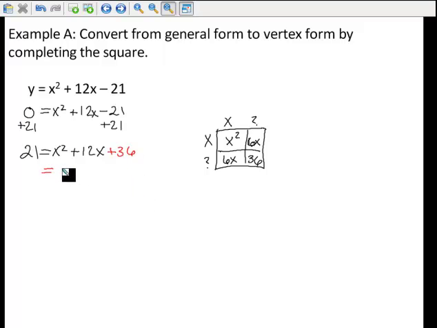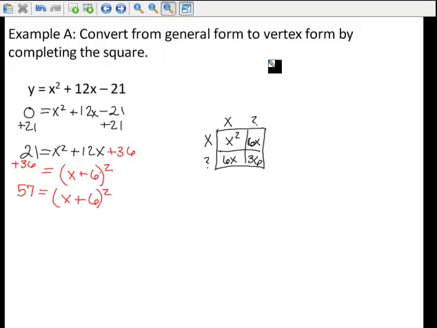Now this could just be written as x plus 6 squared, right? So, since we've done that, we've manipulated this side of the equation. And we learned when we were solving equations, what you do to one side, you need to do to the other side. So we have to add 36 to this side. Okay, so 21 and 36 gives us 57. So we now have 57 equals x plus 6 squared.